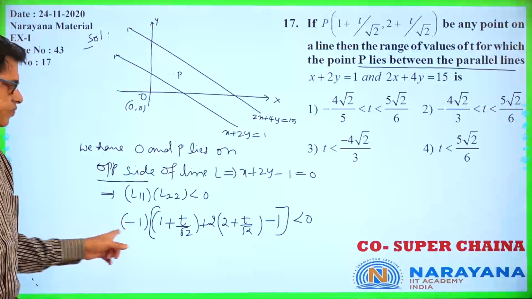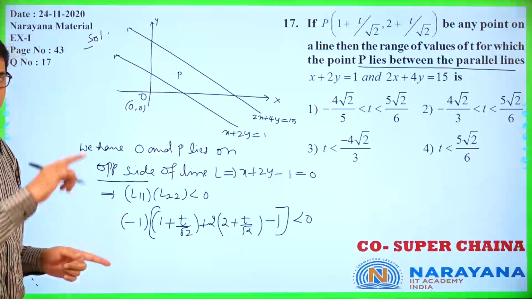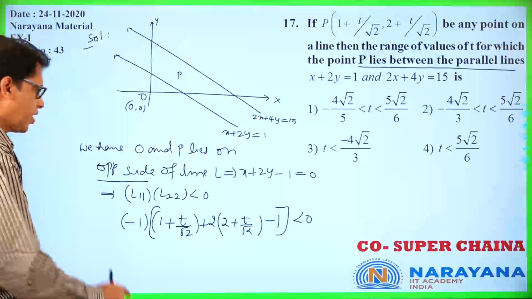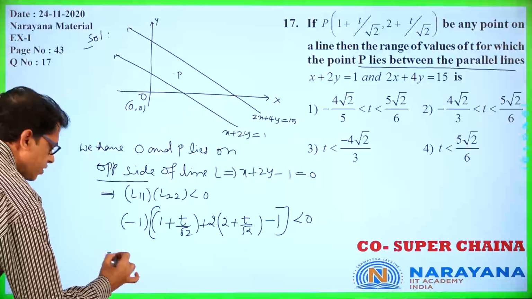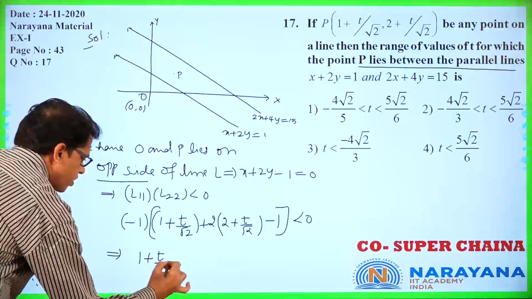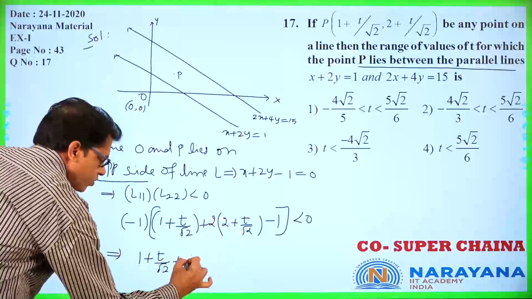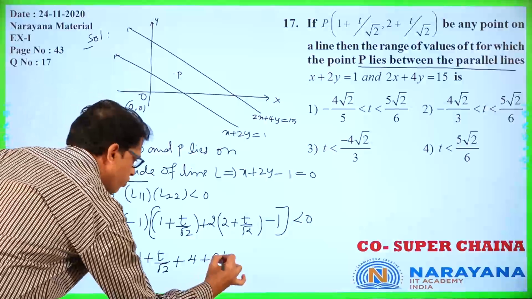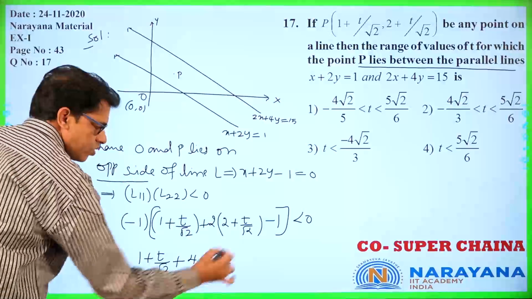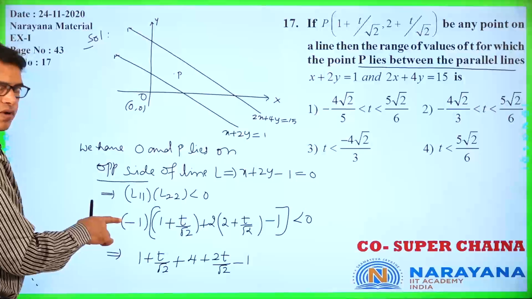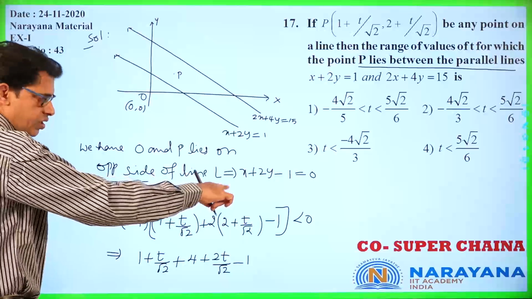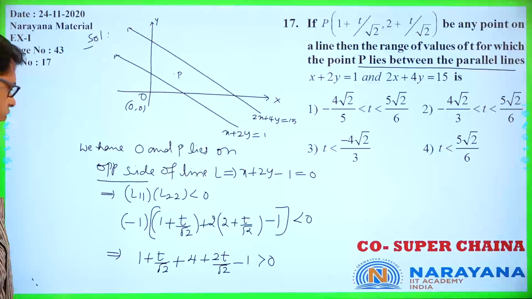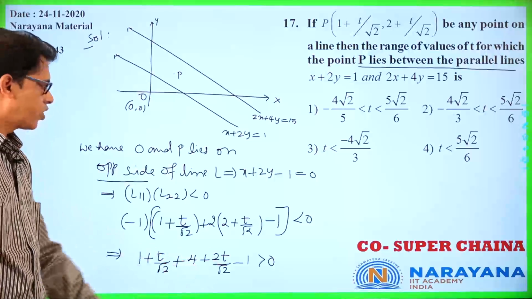Now here minus 1 is there. If you multiply by minus, the sign of inequality changes. So less than becomes greater than. So here I am multiplying by minus, that implies 1 plus t by root 2 multiplied by 2, so 4 plus 2t by root 2, then minus 1. Here I am multiplying by minus 1, the inequality sign changes, less than 0 becomes greater than 0. Okay, then what are we left with? t by root 2 plus 2t by root 2.